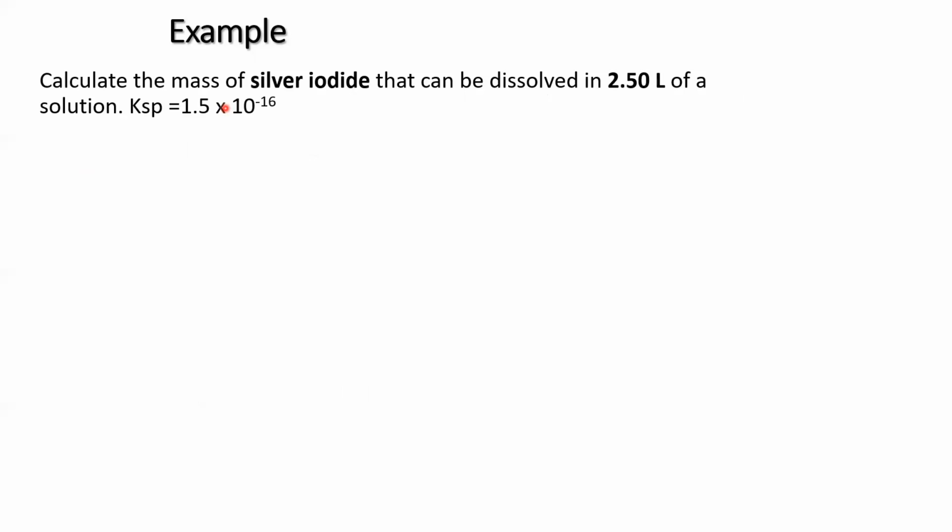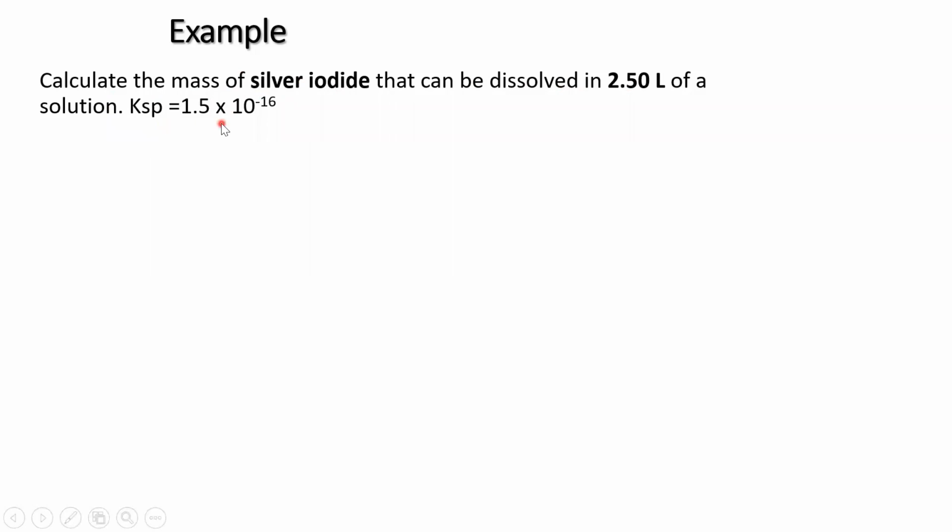All right, let's just do this last one for today. Just adds a different step onto it. So it says calculate the mass of silver iodide that can be dissolved in 2.50 liters of solution, and it gives us the KSP.